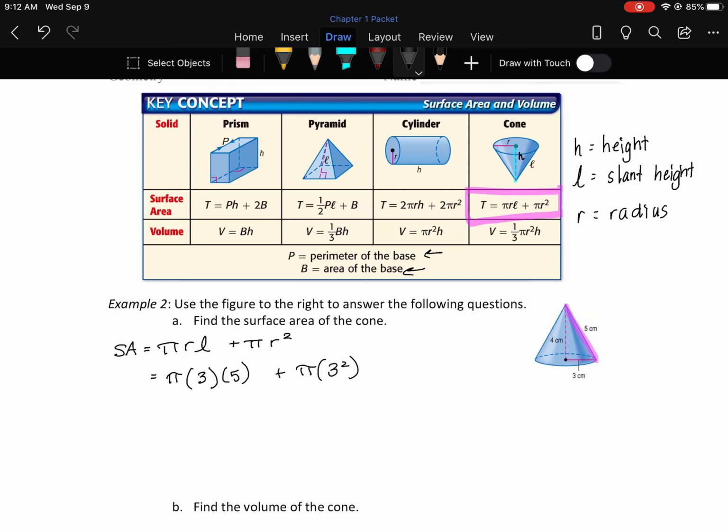Another thing I will say is they don't always give you the slant height. Sometimes they'll give you the height and they'll give you the base, and we're expected to use Pythagorean theorem to find that. So I'm just going to go through that now quickly and show you.